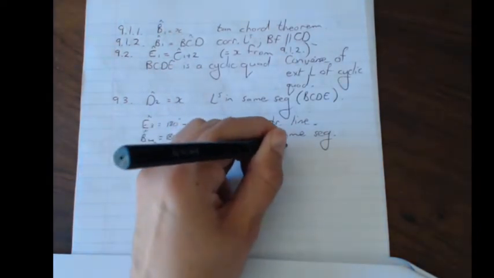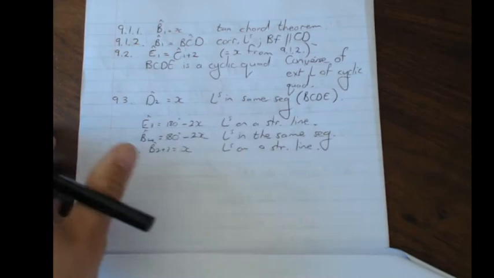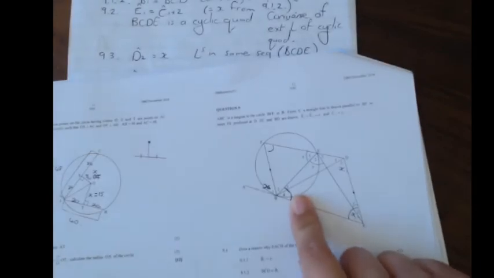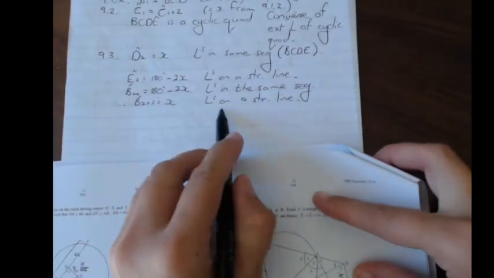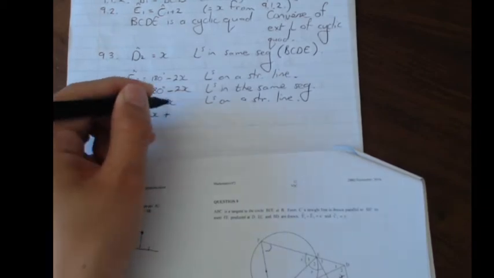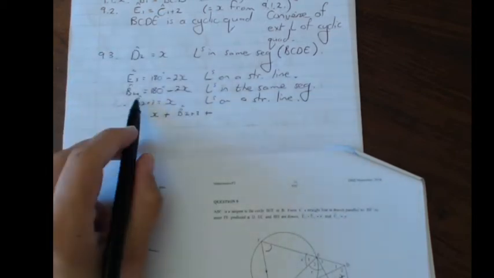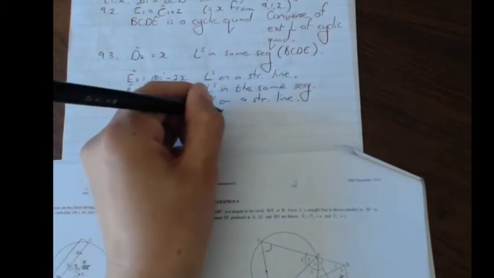So since B4 is 180 minus 2x, that makes B2 and 3 equal to X because angles on a straight line. Let me just show you a bit more clearly what I mean by that. B1, 2, 3, and 4 should be 180, right? Angles on a straight line. So B1 is X plus B2 and 3 plus B4, which I said is 180 minus 2x.